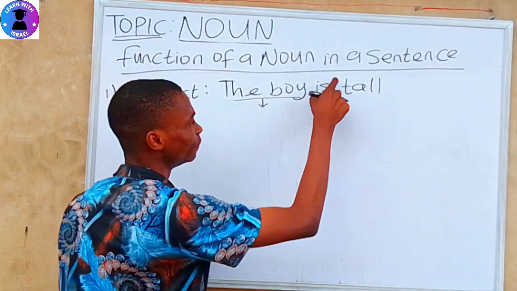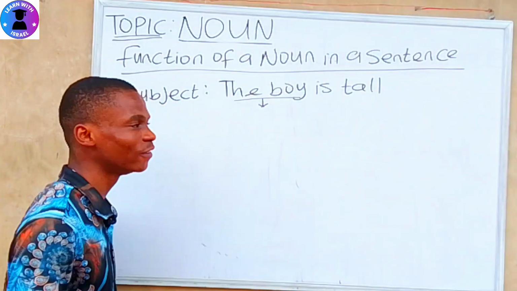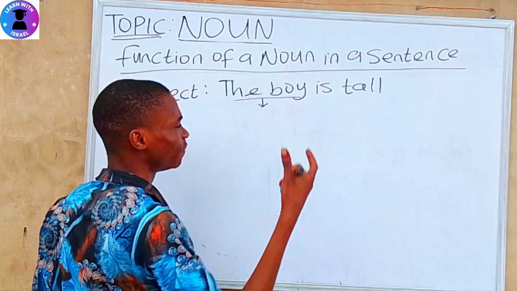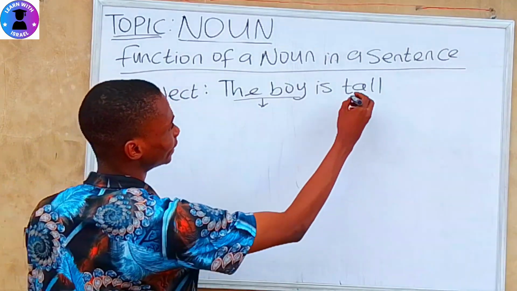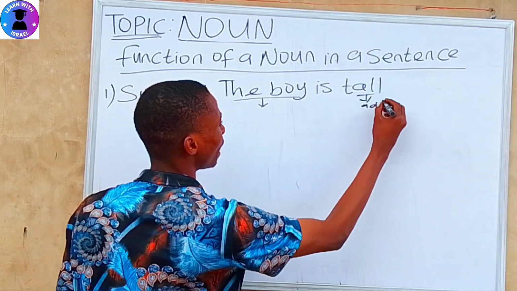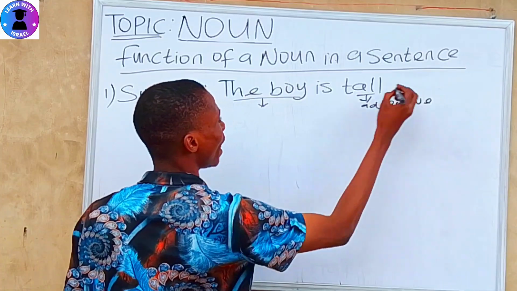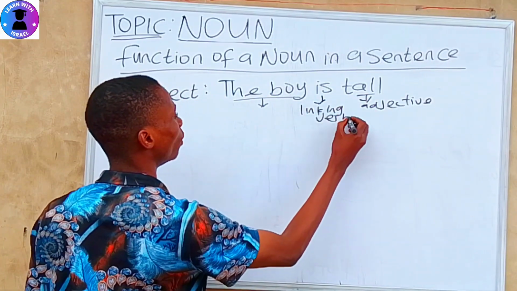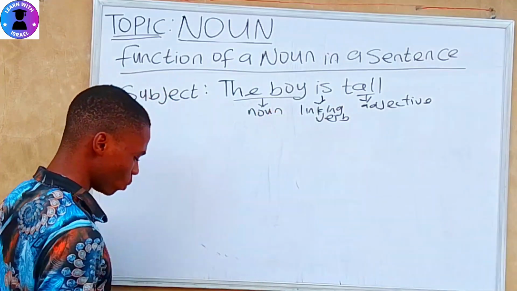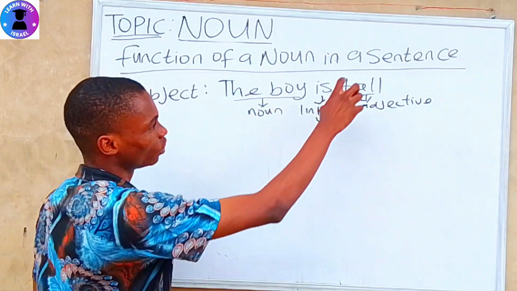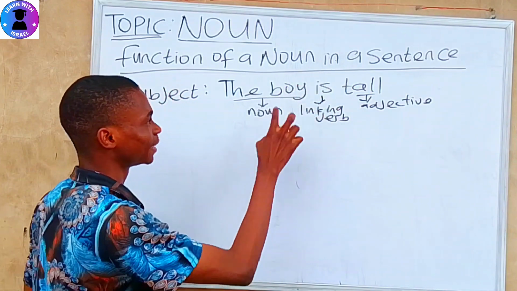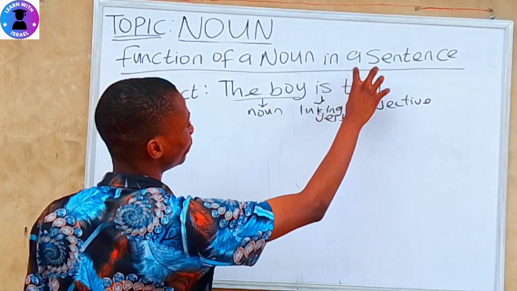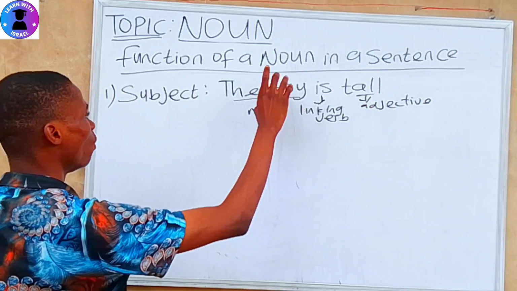Is is the verb. It's also known as linking verb. It is linking the boy and tall. And tall qualifies a noun. Tall is an adjective, while is is a linking verb and boy is a noun. So we all know that adjective qualifies a noun. So this tall describes how tall the boy is. It qualifies the noun boy.